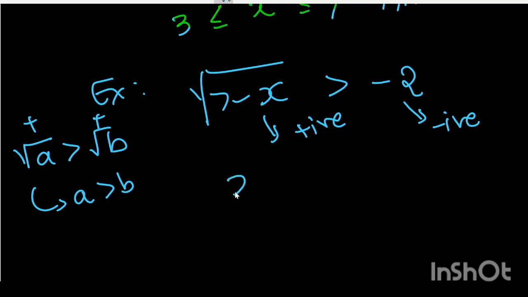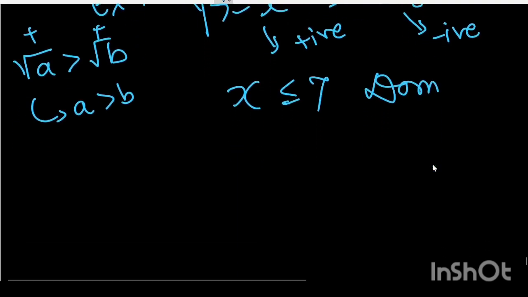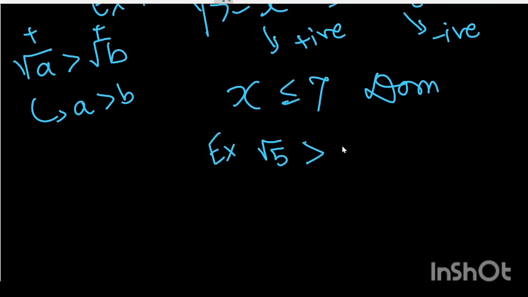We already have calculated the domain of this. So can we square both sides? The thing is, let's say root 5 is greater than, for example, minus 3. If you square, 5 and this will become 9, so we cannot write greater than, that would be wrong. If it is minus 1, then greater than can come, but if it is minus 3, greater than won't come, it will be lesser than. So this we cannot square.